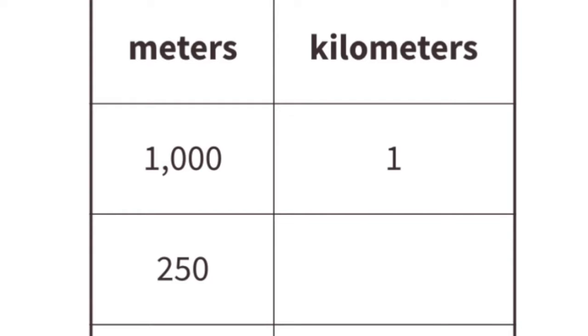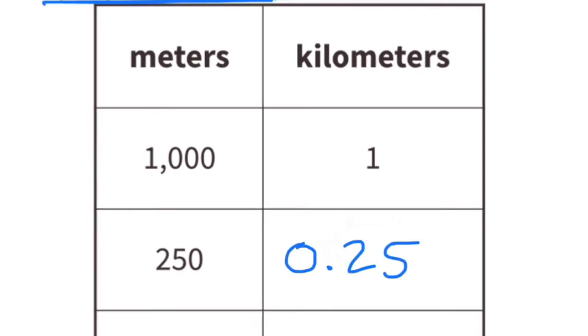So I have to ask myself, what's 1,000 times smaller than 250? 25 hundredths is 1,000 times smaller than 250. For every 250 meters, you would have 25 hundredths of a kilometer.